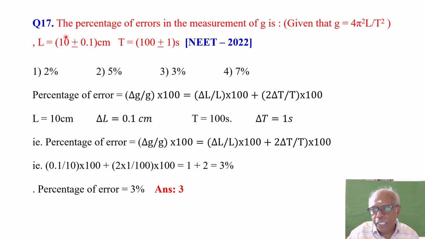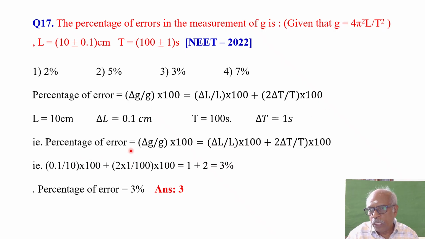What is L? 10 centimeter. What is delta L? That is the change in length, plus or minus 0.1. So delta L is equal to 0.1 centimeter. What is T? 100 seconds. What is delta T? 1 second. So you can substitute the values in this equation.